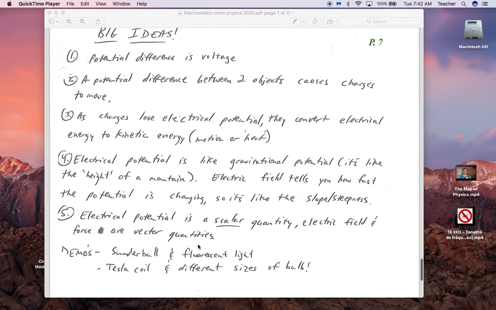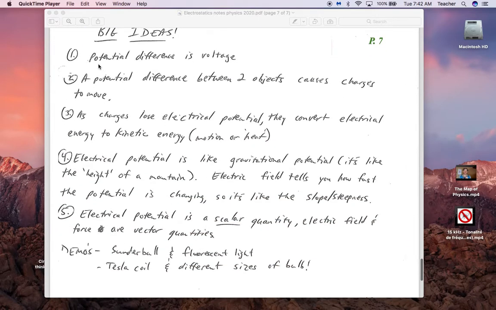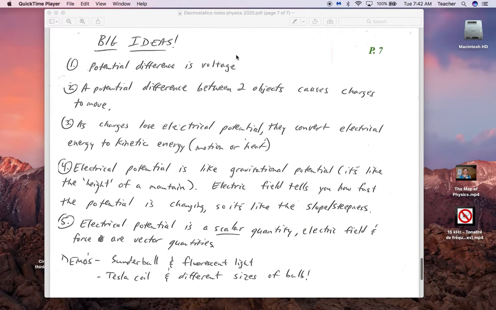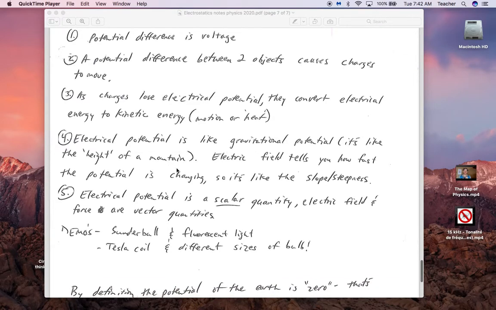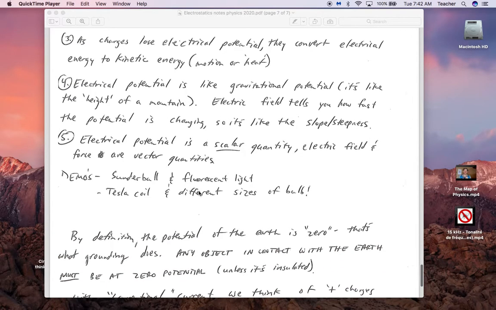Big ideas overall as a recap. Potential difference, which is a difference in energy per charge, is called voltage. This deals with electrostatics, and we'll talk about it with circuits. A potential difference or a voltage difference between two objects can cause charges to move. As charges lose voltage, they convert electrical energy to kinetic energy as motion or heat. And these are not that important for what we're going to talk about right now.